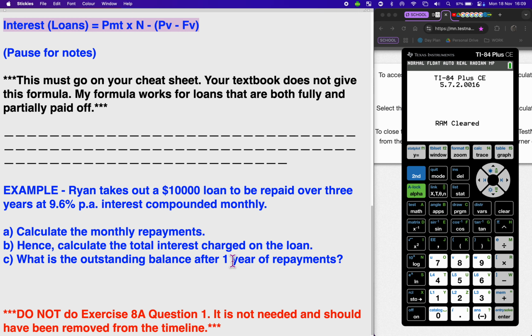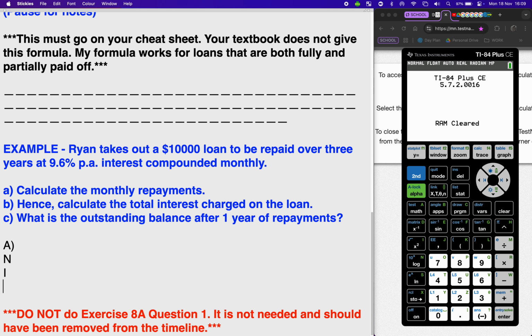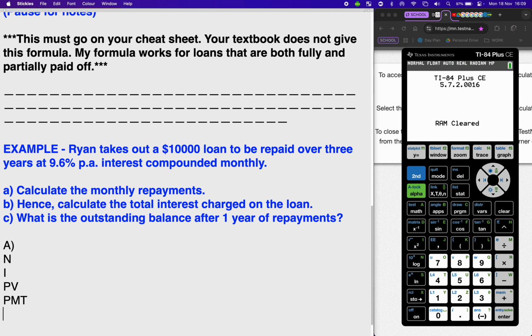Ryan takes out a 10 grand loan over 3 years, 9.6% per annum compounding monthly. So A: what's the monthly repayments? So, TVM solver, your working should be N, I%, PV, PMT, FV, PY, and CY, because in South Australia, they will remain the same.